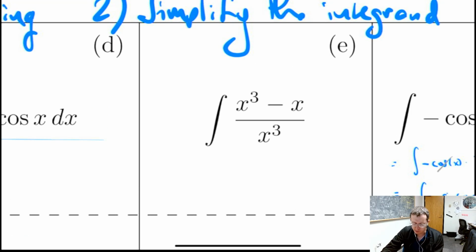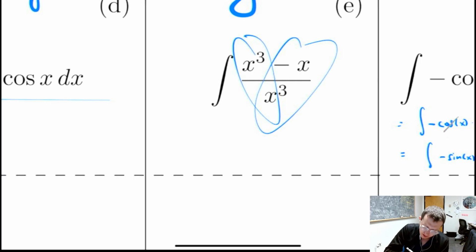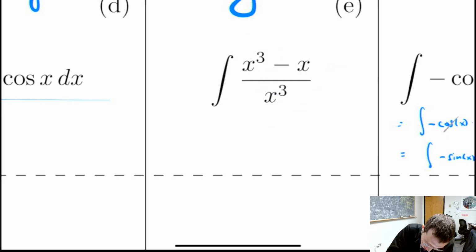All right, x cubed minus x over x squared. Method 1, do I recognize that as the derivative of something? No. Method 2, could I simplify this? I think so. I have a fraction with 2 terms in the numerator. I can split this up into 2 fractions. X cubed over x cubed minus x over x cubed.